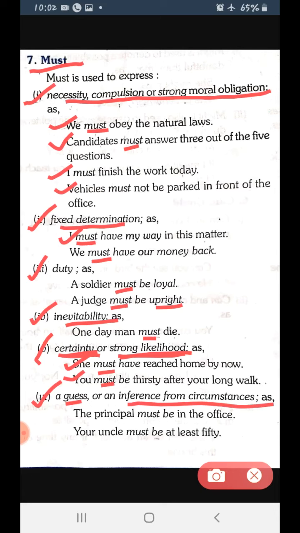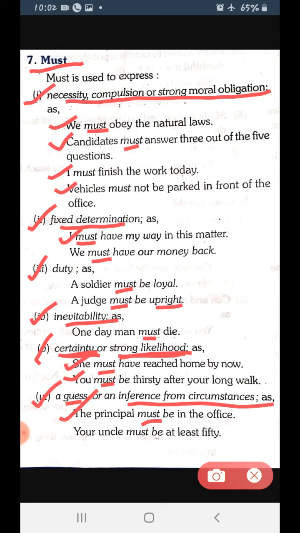That means to imagine. Okay. Now example number 1, the principal must be in the office. That means you are guessing where your principal could be. So the answer is that the principal must be in the office.